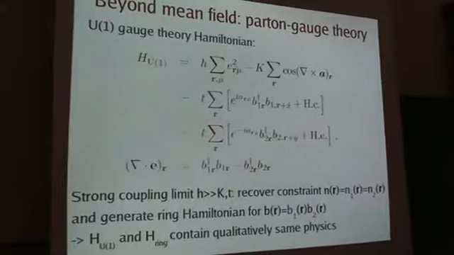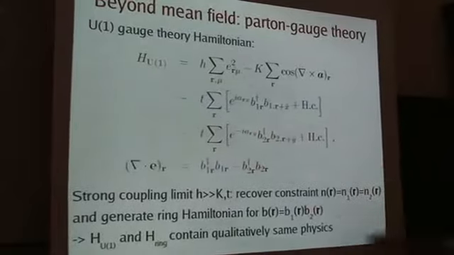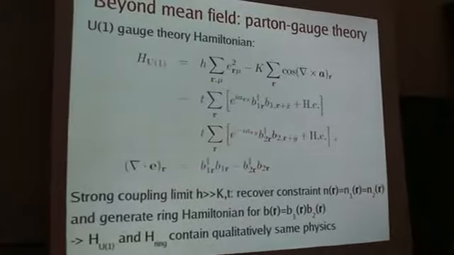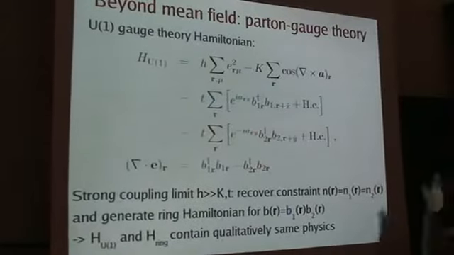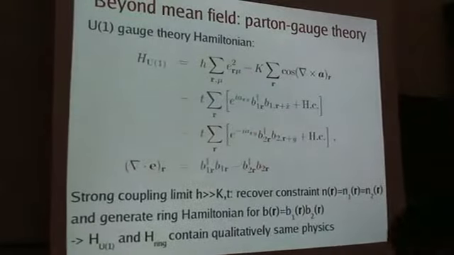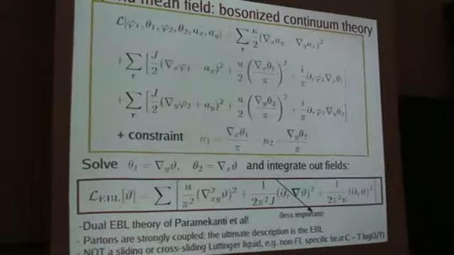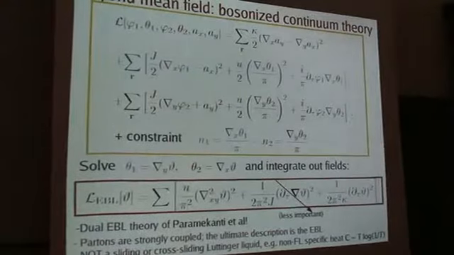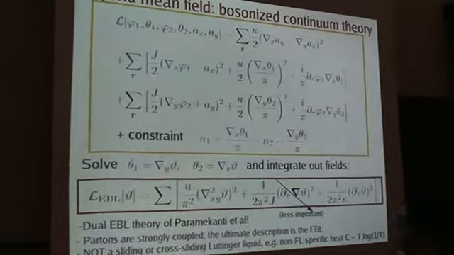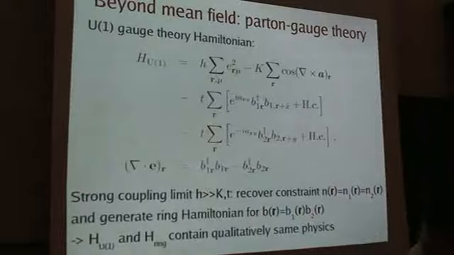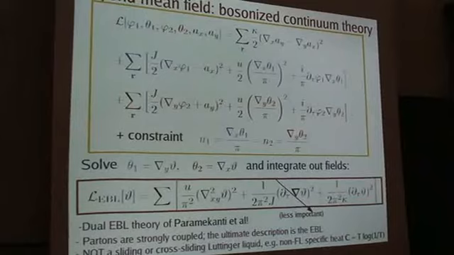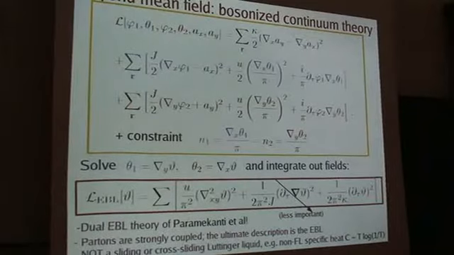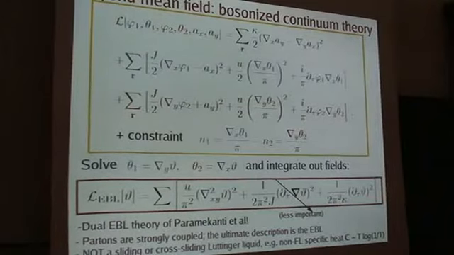So qualitatively, this U1 gauge theory and the ring Hamiltonian contain the same physics, and I expect it to contain the same phases. Now, what is nice about this special gauge theory is that we can actually analyze it fully, unlike the cases with more generic Fermi surfaces.